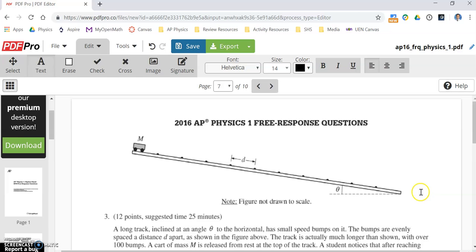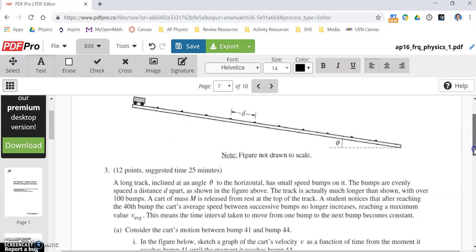Now when we look at the introduction to the problem, looks like that's exactly what it's telling us. We got the angle theta, bumps are evenly spaced, so it should all be the same space. The track is much longer, so it's not just this portion, but a much longer track. The cart has been released, and we're now reaching the 40th bump. So they're basically saying we're right in the middle of the track. It's been going for a while.